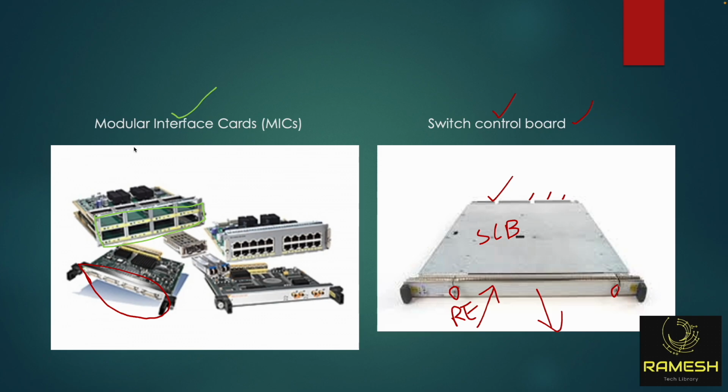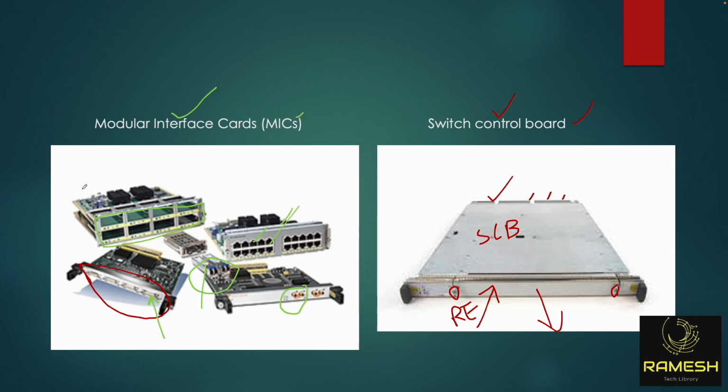Suppose you have customers with Ethernet port or SFP port. If you need SFP, you can install an SFP line card. If you need Ethernet port, you can install an Ethernet line card. It's up to you. This is an Ethernet port, this is an SFP port, and this is a serial connector. Based on your port connectivity requirement, you can install the required line cards.